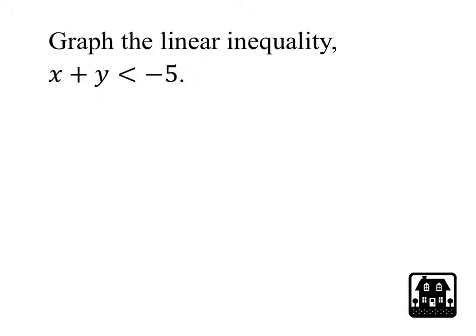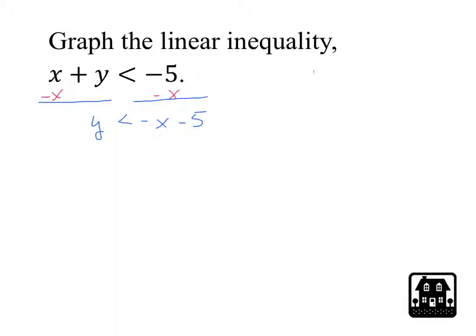So let's go ahead and graph this linear inequality: x plus y is less than -5. We want to put it in slope-intercept form to graph it. And that means subtracting x from both sides, and we have y is less than -x minus 5. Okay, there's our equation. Now let's graph it.